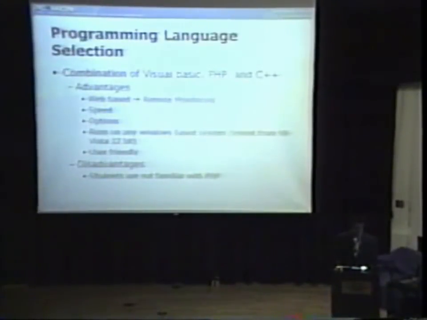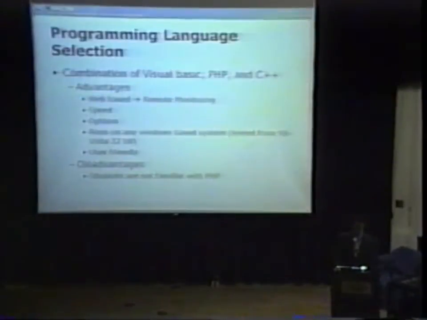The programming language selection. It's a combination of Visual Basic, PHP, and C++. The main advantage of this is that it's actually web-based, so you could monitor your board from California, China, anywhere. And we don't really need that for CPU 360 because we're going to be right on the computer, but for future endeavors, it might be a good thing. The speed far surpasses the user input. The options are also much greater with this. You can read address ranges instead of just a single address.